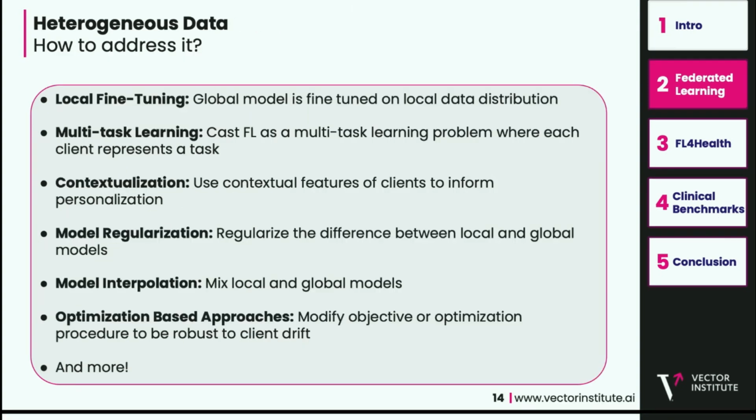There's a bunch of ways in the literature to effectively address heterogeneous data. I'll just mention a few quickly. There's local fine-tuning, where we can fine-tune our model on a local data distribution. There's contextualization, where we can leverage features at different client sites to inform personalization or make better predictions for a given client. There's model interpolation, where we have a global model trained through federated learning and also local models that are trained locally, and we try to find some optimal combination of either the weights of these models or the predictions of these models, and there's many more approaches.